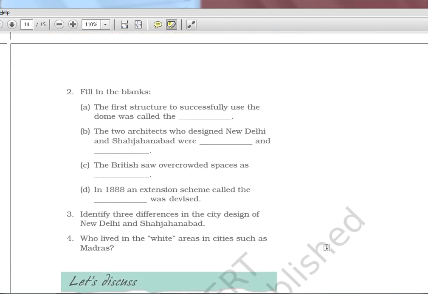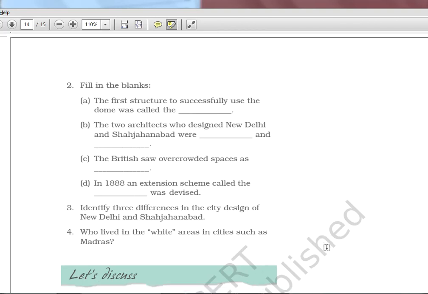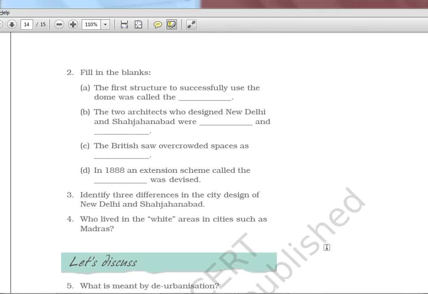Fill in the blanks, if you try to answer for yourself. Again, it's simple things only, whatever we've seen, and they are asking you to compare New Delhi versus Shahjahanabad. Who lived in the white areas in the city? You know that. So I'll come up with Class 8 part 2 soon.